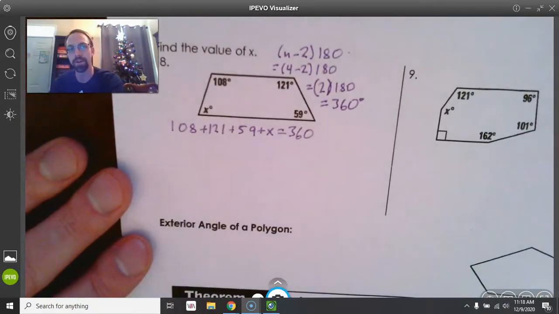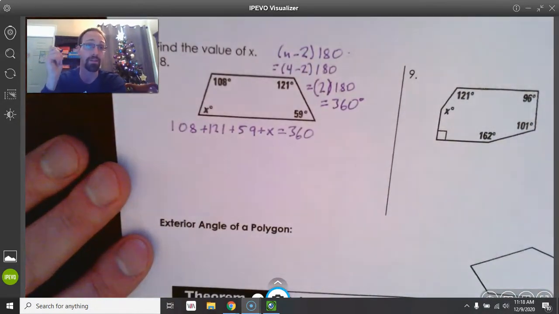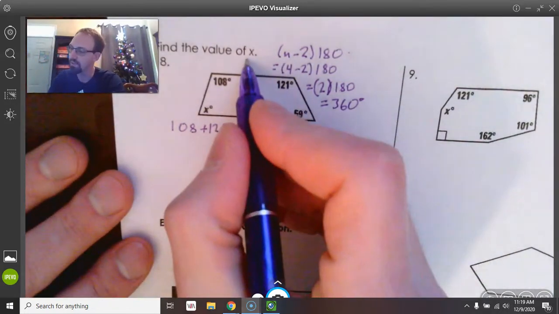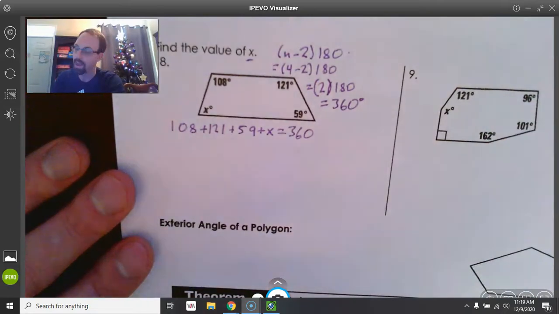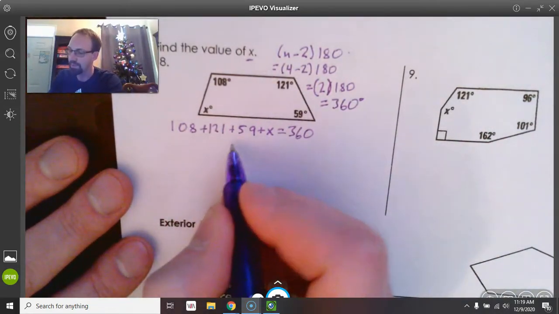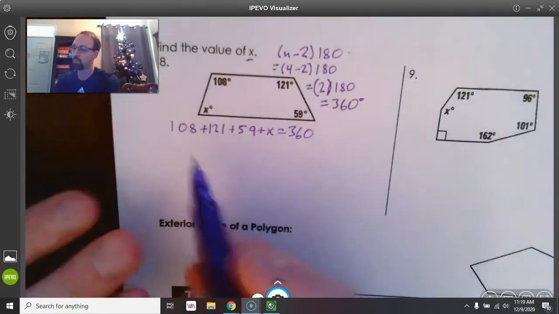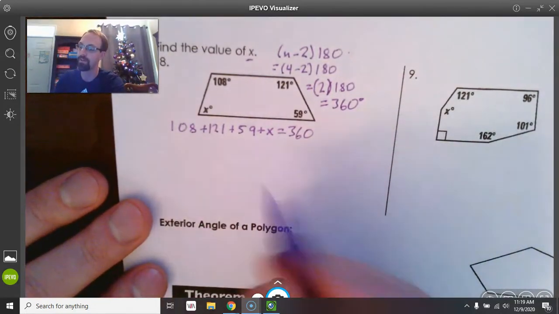Notice that I did not put the degree measurement symbol next to each of these. It is assumed that we're going to keep that value. Also note it wants to find the value of x, and x already has a degree symbol there. So it's just a nice way to help us save some work. At this point, you know how to do this problem. We add up 108, 121, and 59.